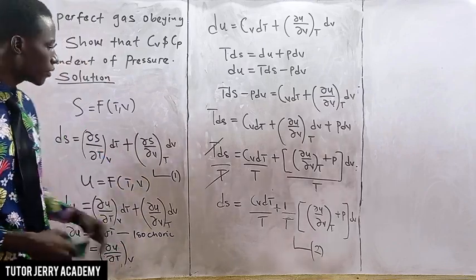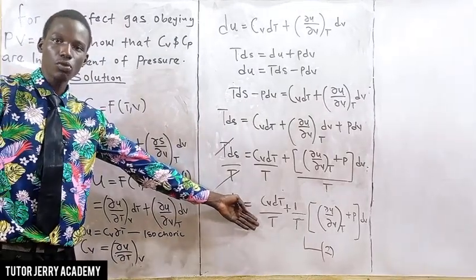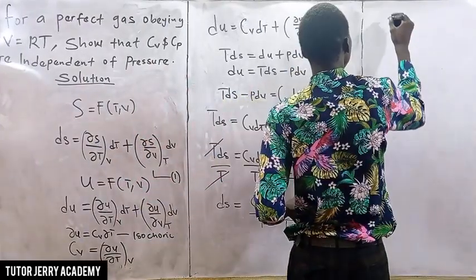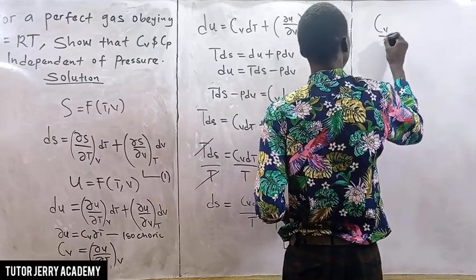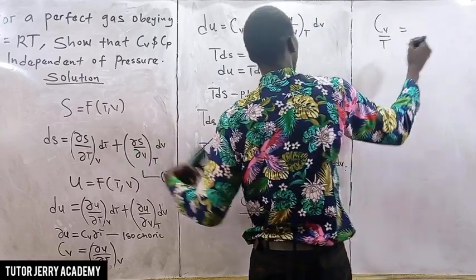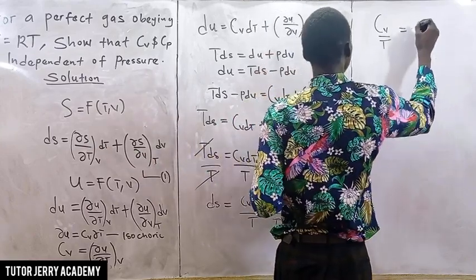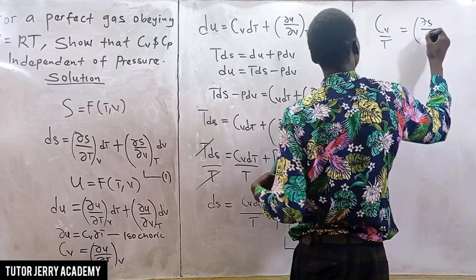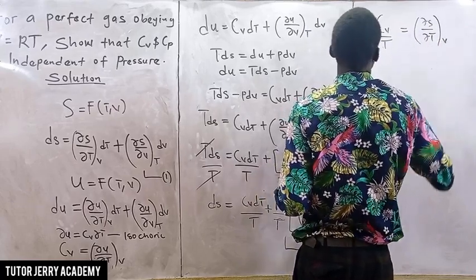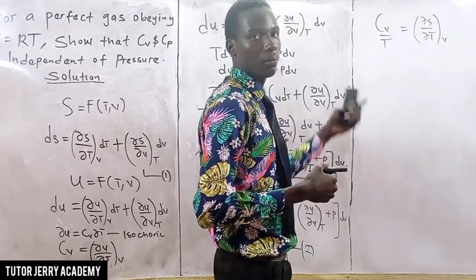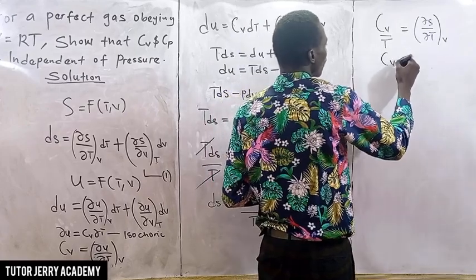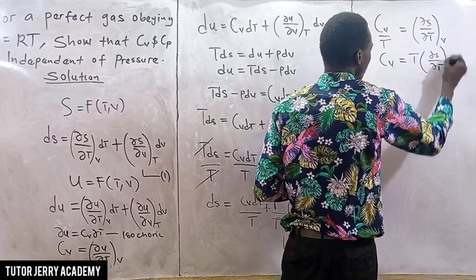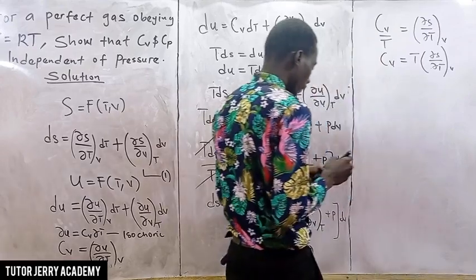That is, we are going to be comparing the coefficients of the t in equation 2 with the coefficients of the t in equation 1. If we do that, Cv over t equals the coefficient of the t in equation 1, which is the partial derivative of s over the partial derivative of t, keeping v constant. If we multiply both sides of this equation by t, we have Cv equal to t times the partial derivative of s over the partial derivative of t, keeping v constant.